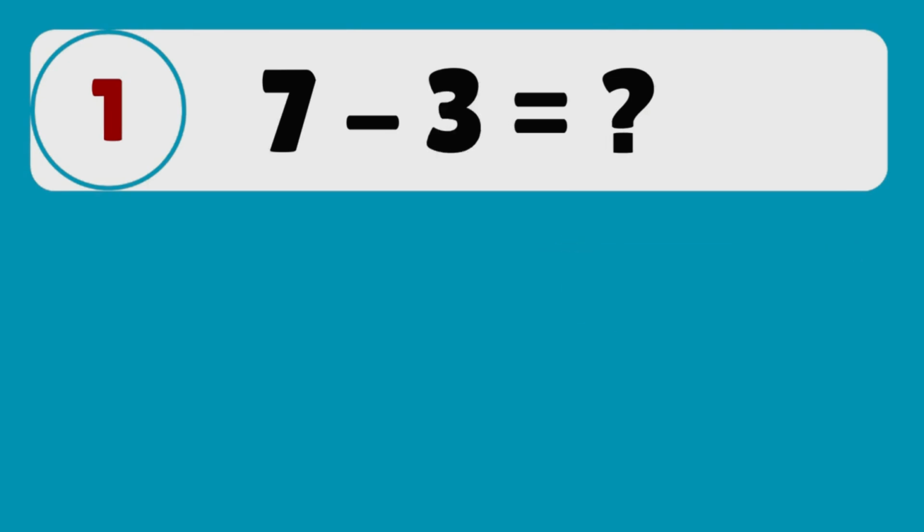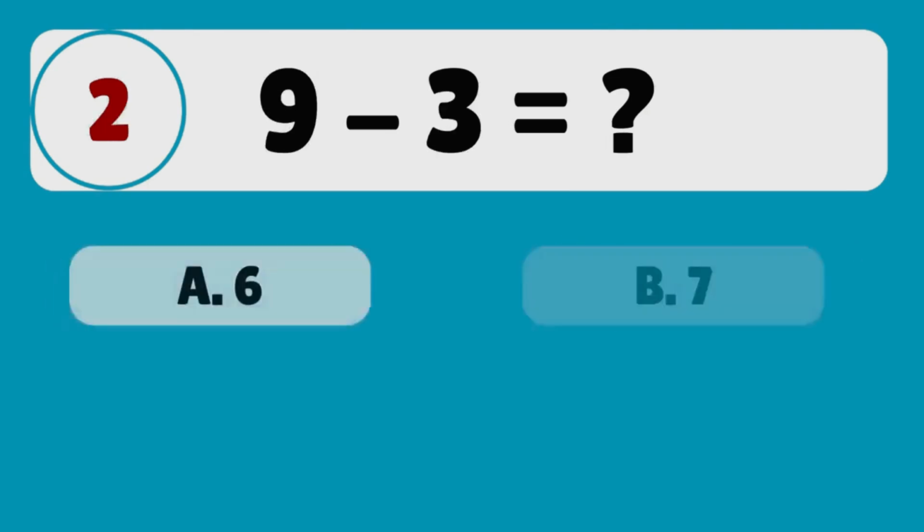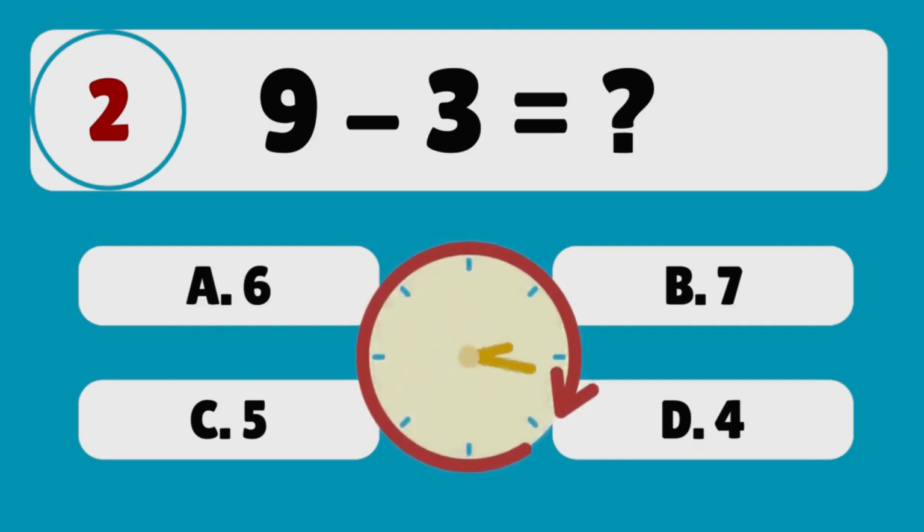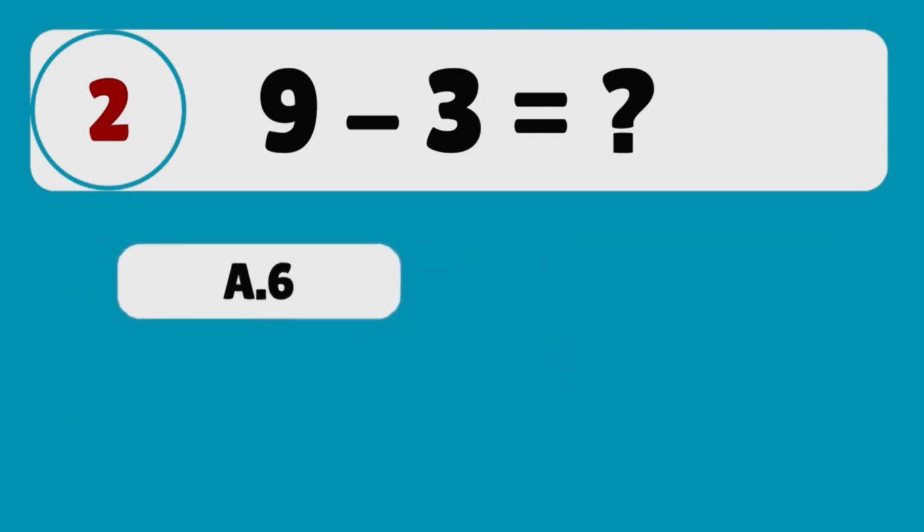Great work! Question 2. What is 9 minus 3? The answer is A. 9 minus 3 is equal to 6.